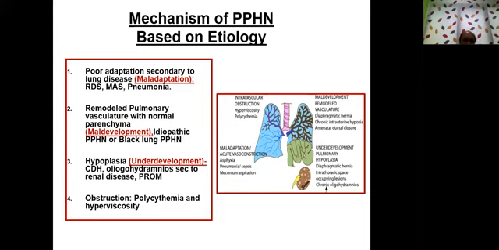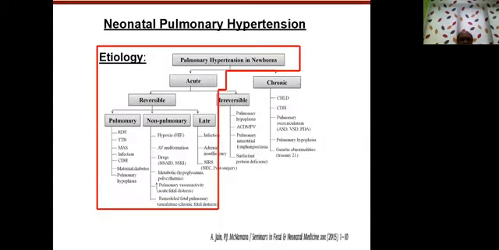Or the lungs are maldeveloped or underdeveloped, secondary to congenital diaphragmatic hernia, or when the fetus has severe oligohydramnios secondary to renal disease, or prolonged rupture of membranes. So when these babies are born, they have very little lung surface area, and the pulmonary vasculature is underdeveloped. There's another entity called obstruction. There's sludging of pulmonary vascular blood, and it can cause obstruction due to polycythemia and hyperviscosity syndromes. So based on the etiology, we can classify what type of pulmonary hypertension it is.